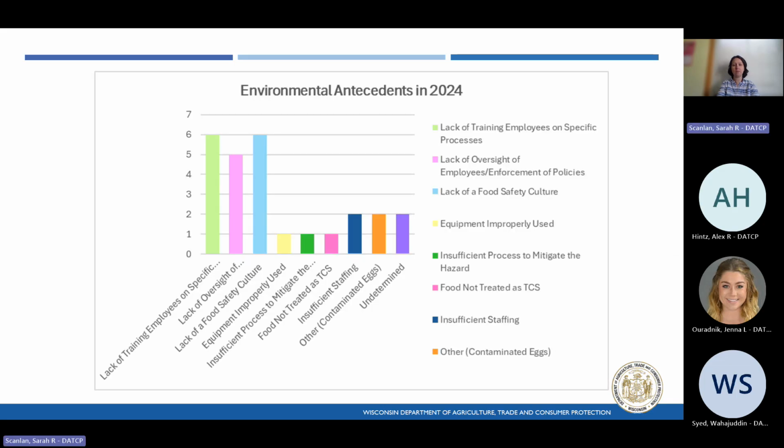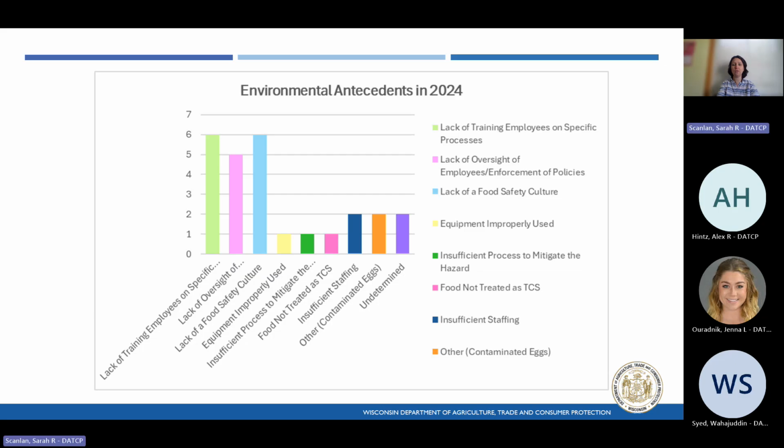Contributing factors are the cause of the outbreak, whereas environmental antecedents are why the outbreak happened and determine the root cause of the outbreak. There can be multiple root causes for an outbreak, which is why there are more than 11 environmental antecedents identified. On the slide, the y-axis represents the number of times that the particular antecedent was identified as an environmental antecedent in an outbreak this year. Like 2023, lack of training of employees on specific processes, and lack of food safety culture were tied for the most frequently identified environmental antecedents in 2024.